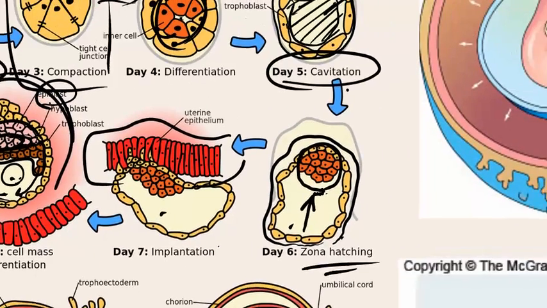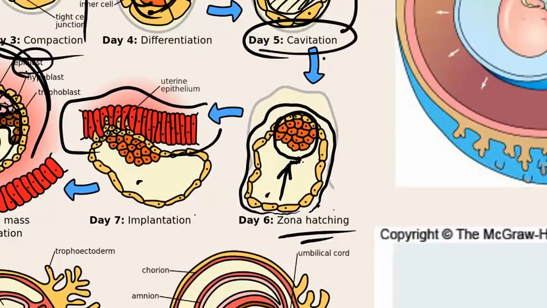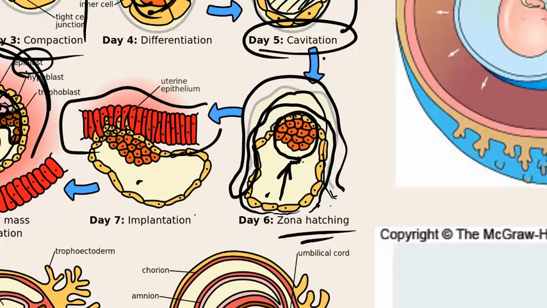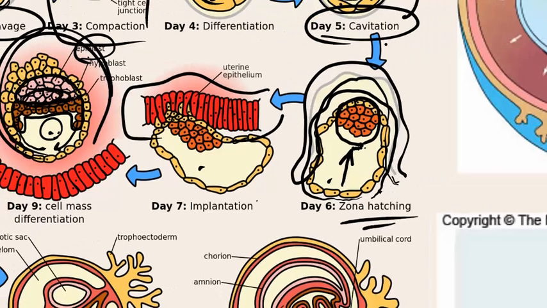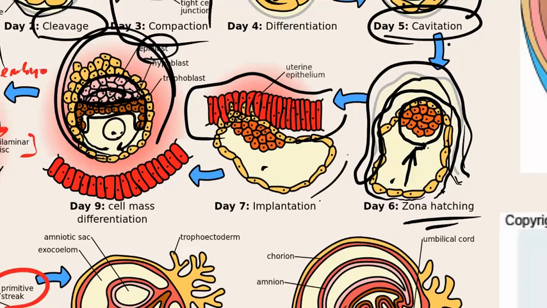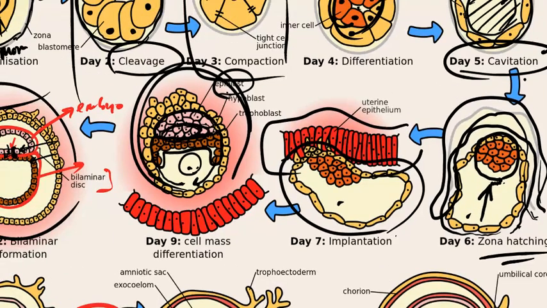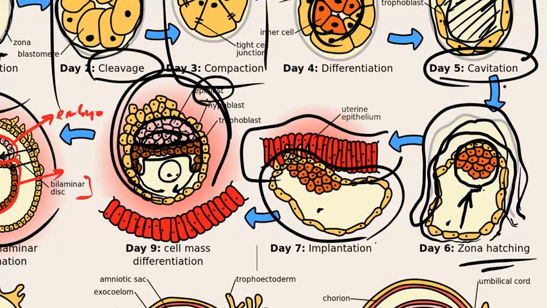From this point on, the zygote, or I don't know what to call it, the embryo at this point, would break off from the zona pellucida, because it was restricting it, and it needs to break off in order to attach onto the uterine wall. And that's what we have here. Once it breaks off from the zona pellucida, it can now implant into the uterine wall. Then the inner cell mass is going to differentiate into your epiblast and your hypoblast. The embryo proper is in the epiblast. The hypoblast is only going to line the yolk sac.